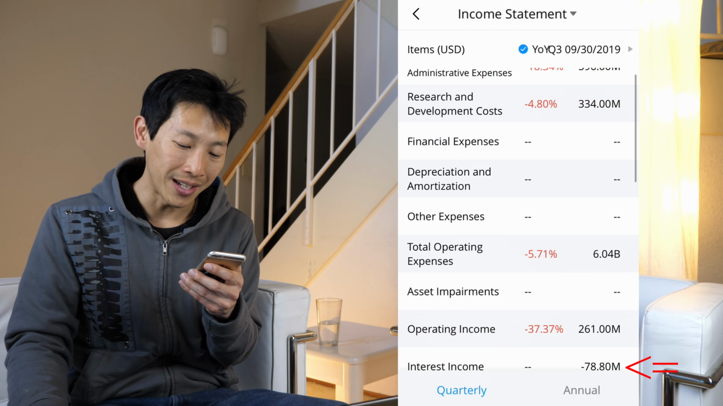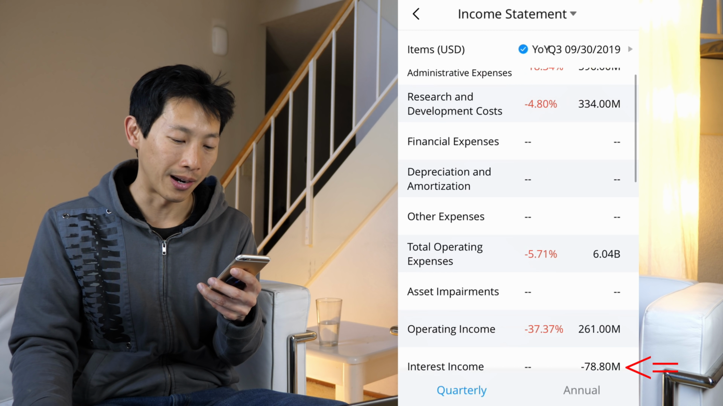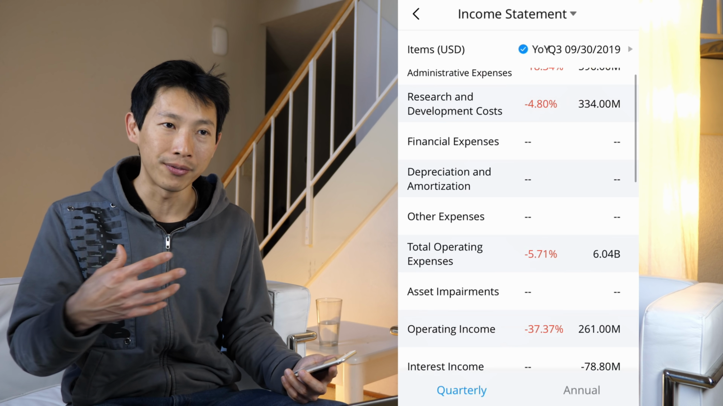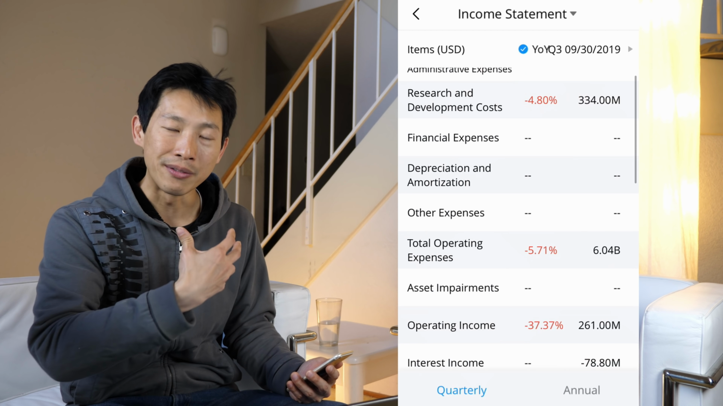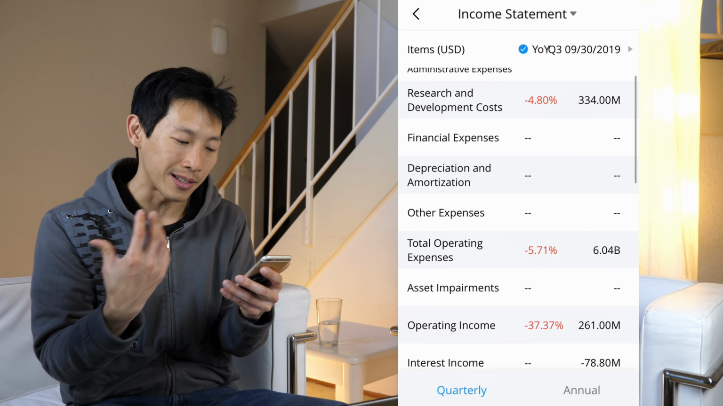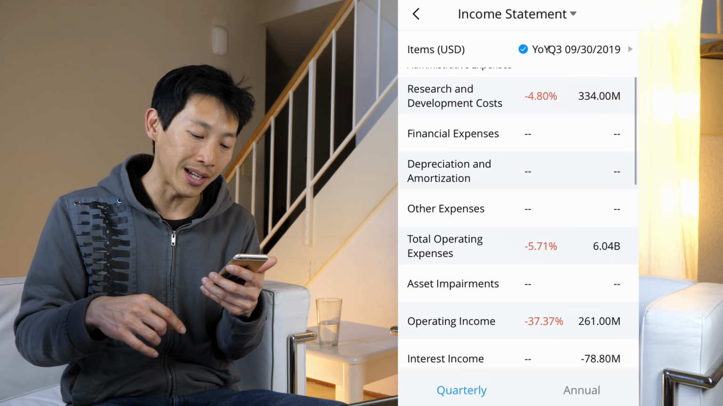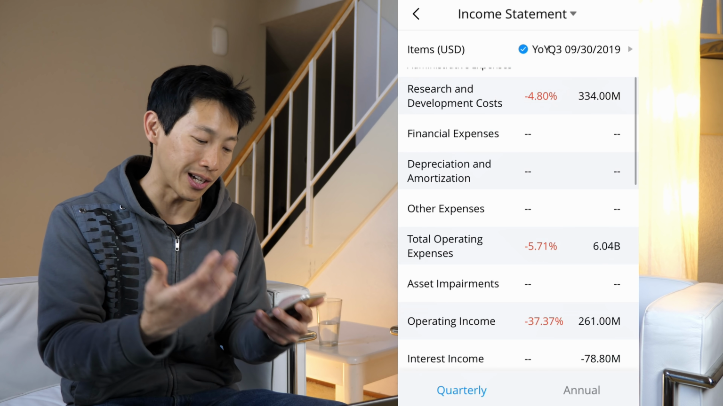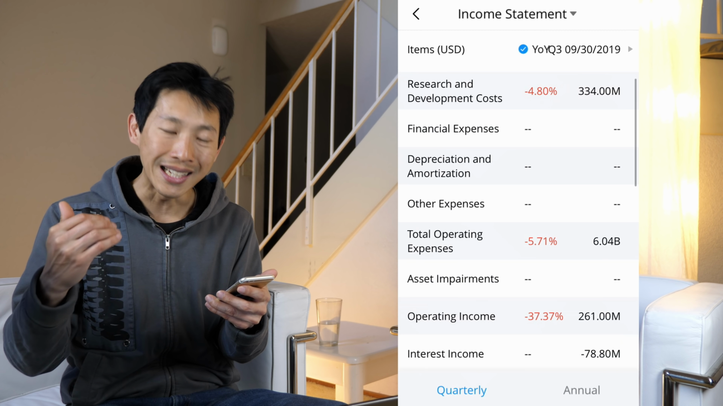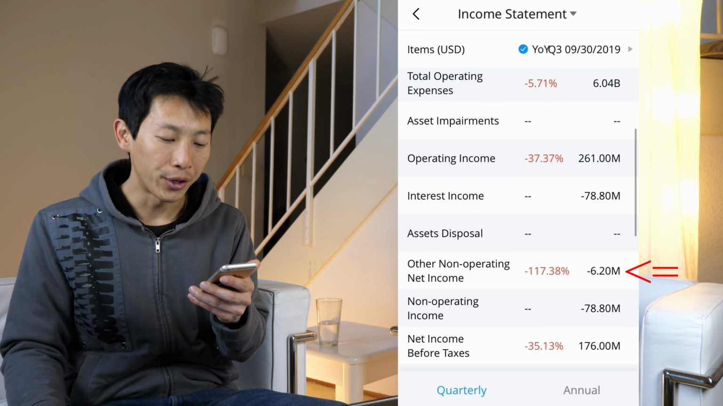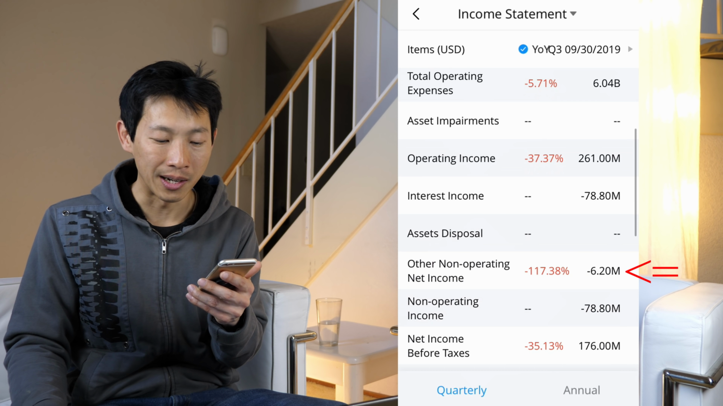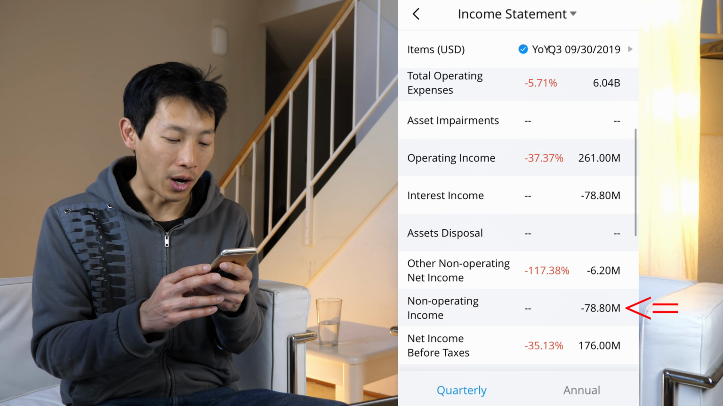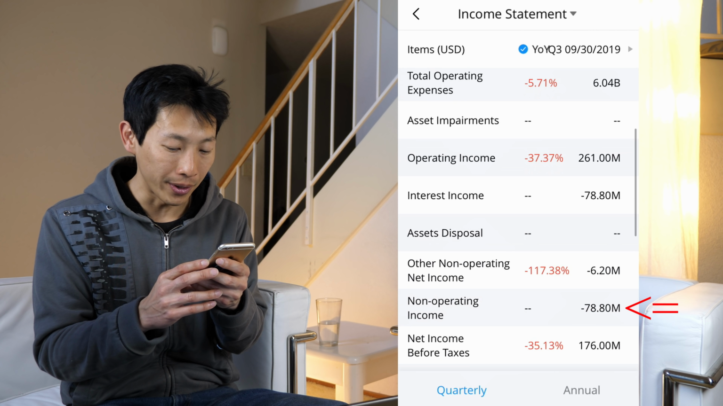Interest income is $78.8 million. Now, sometimes a company can have positive interest income if they kind of lend it, invest their money and they're getting dividends and stuff. But in this case, it's a minus 78 million because they borrowed money from somewhere. And so they have to dole out this interest. That's why it's a negative number. So it would eat into their cash flow. Other non-operating net income. So in other ways, they are also needing to pay up some money. Non-operating income, a total 78.8 million.